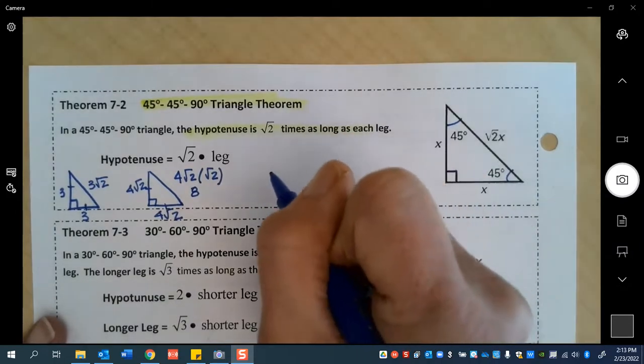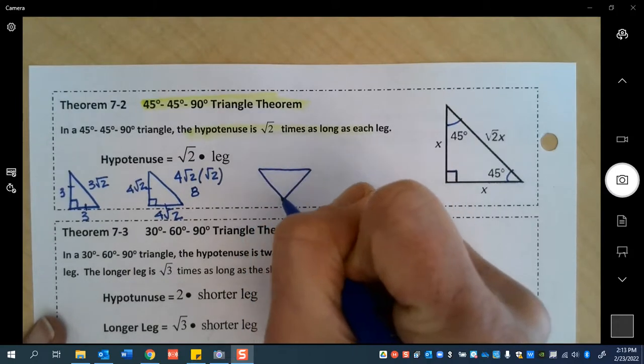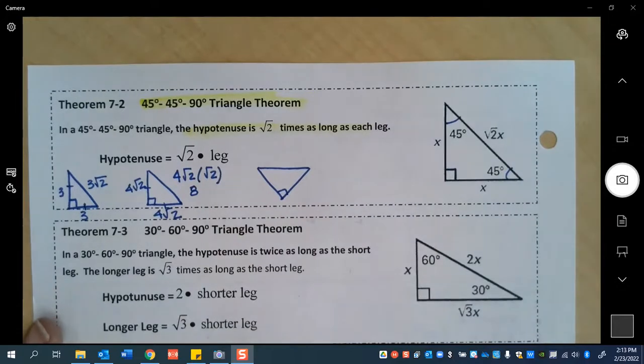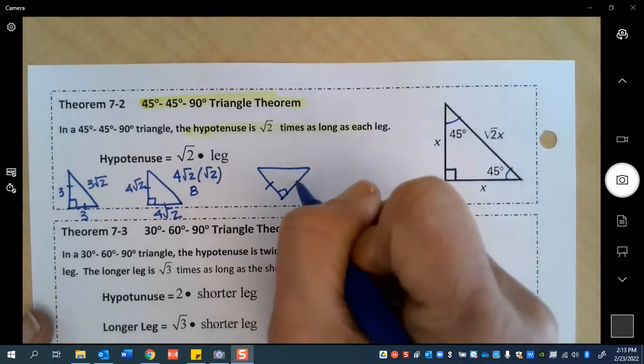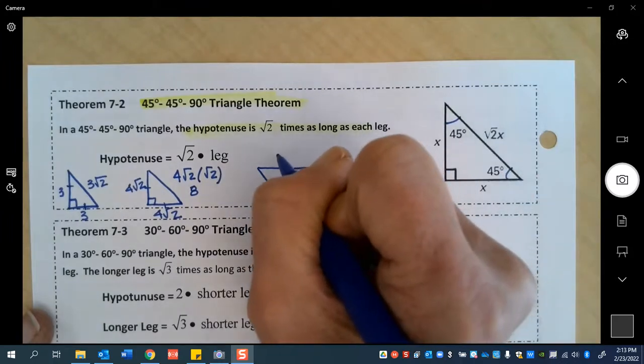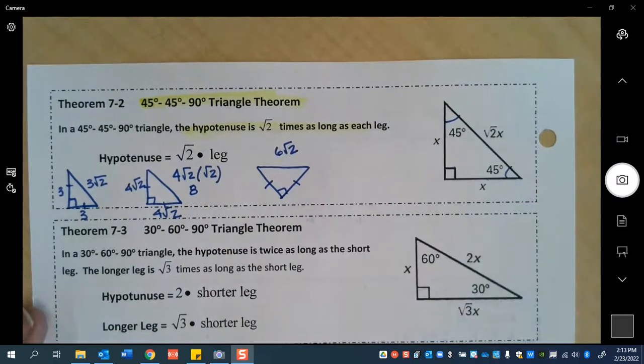Let's go again. If I have an isosceles right triangle, and I have a hypotenuse that is 6 roots of 2, what are the lengths of my legs? 6 and 6.